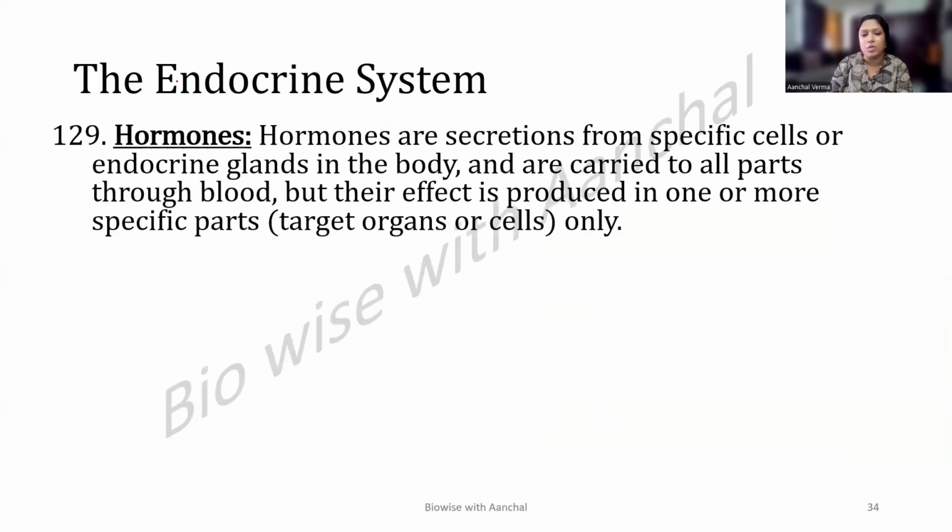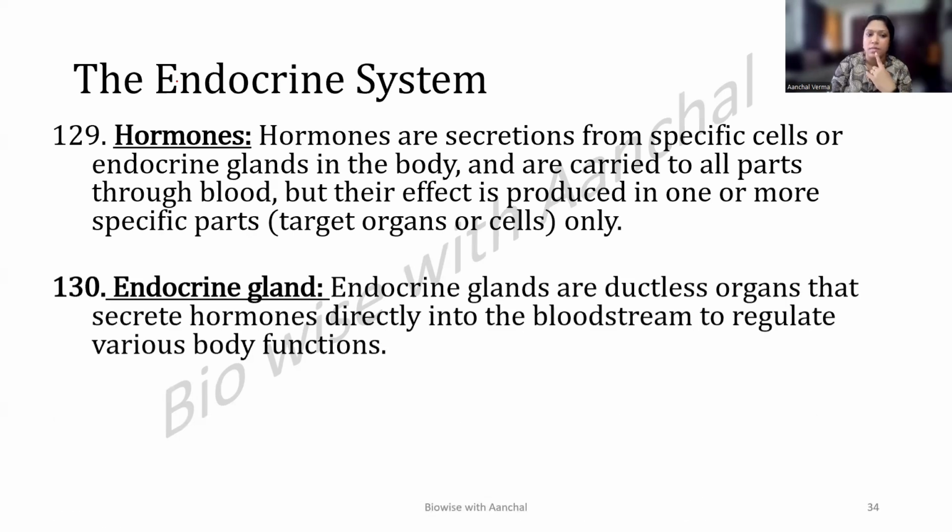Endocrine system: what are hormones? Hormones are the secretions from specific cells or endocrine glands in the body and are carried to all parts through blood. But their effect is produced in one or more specific parts only. That is, hormones are the chemicals released directly in the blood by the endocrine glands. They are ductless glands, so they release their secretion directly in the blood. From there, it goes to the target site and there it brings out the action.